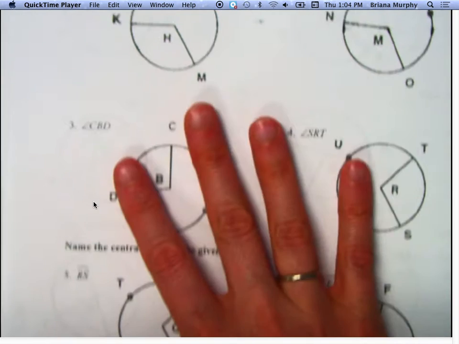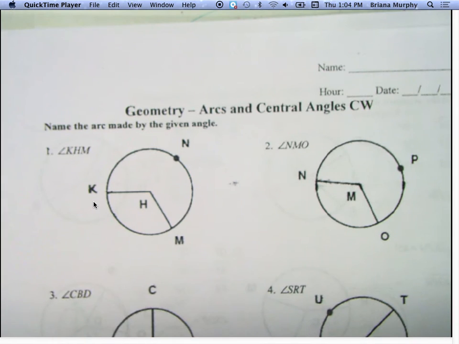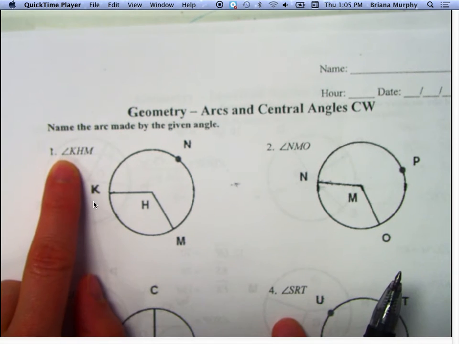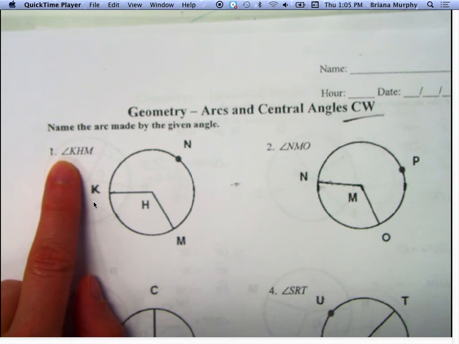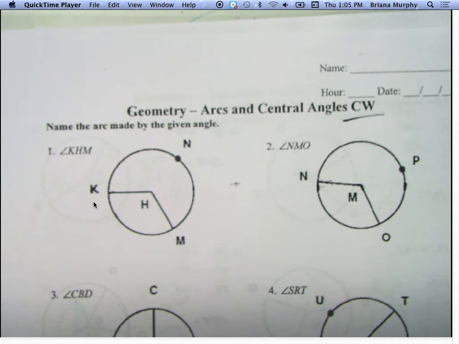Okay, I'm going to move this. We're looking at the central angles classwork. And I'm just going to do a few of these so that you can do your homework. You do not have to finish the classwork. You will just have to do the homework. This is just notes, just examples. Okay?